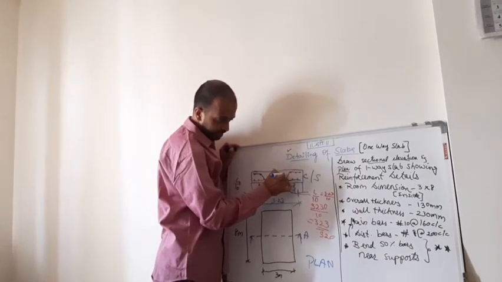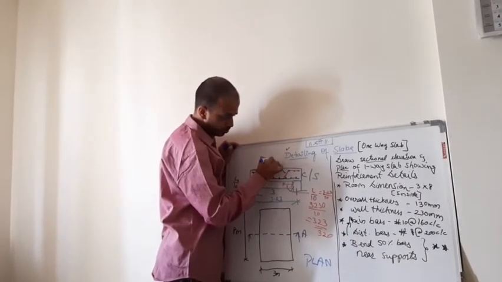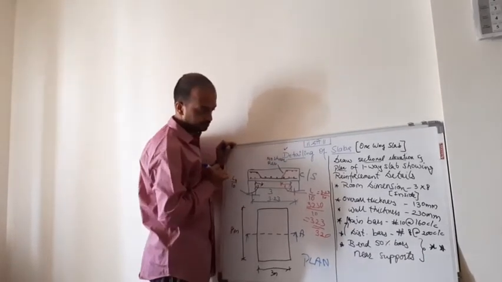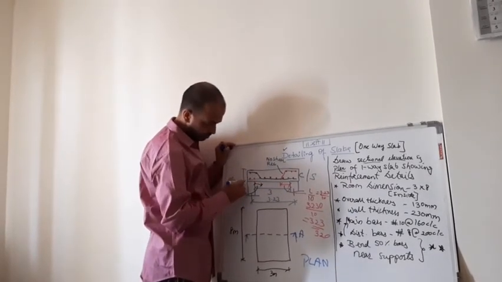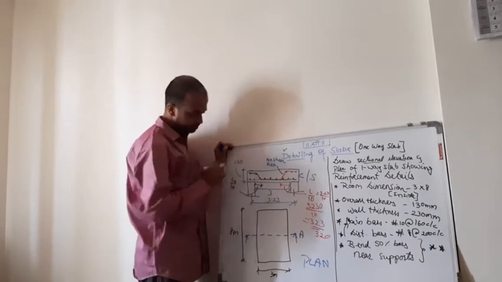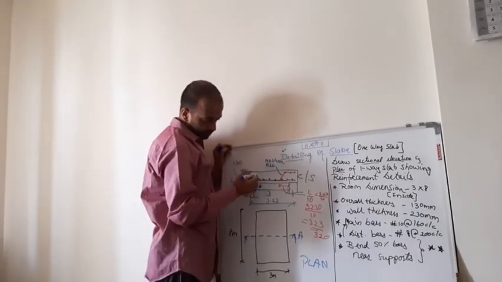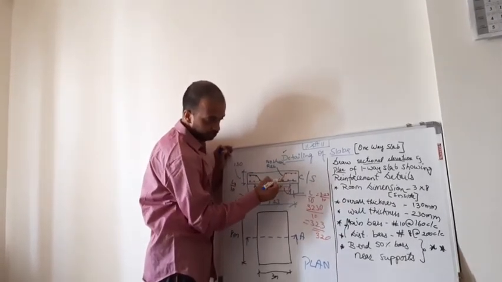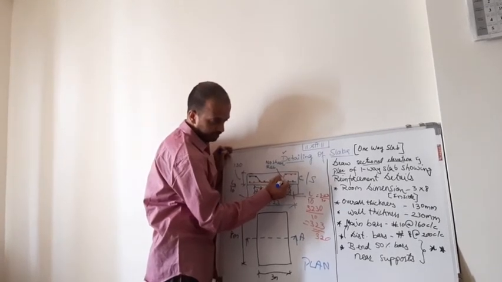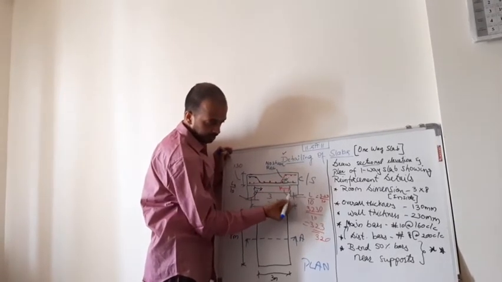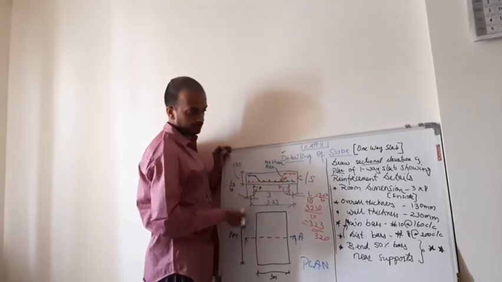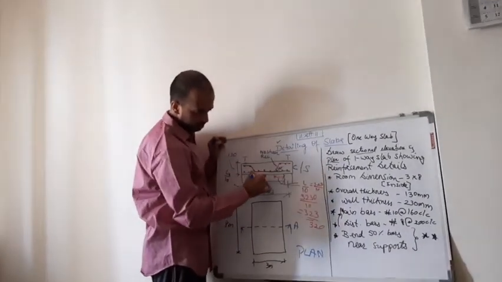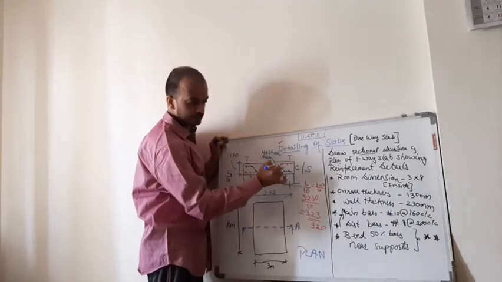Why is this bend up provided? Because there is no shear reinforcement provided for the slabs. Because the thickness of the slab is small, the overall thickness is 130 mm. Since the thickness is small, it is difficult to provide the shear reinforcement. So instead of providing shear reinforcement, the alternate bars will be bent up at 45 degrees at a distance L by 10 from the support and taken inside the support at the top. Because the tension will be at the top near the support and at the bottom near the midspan.